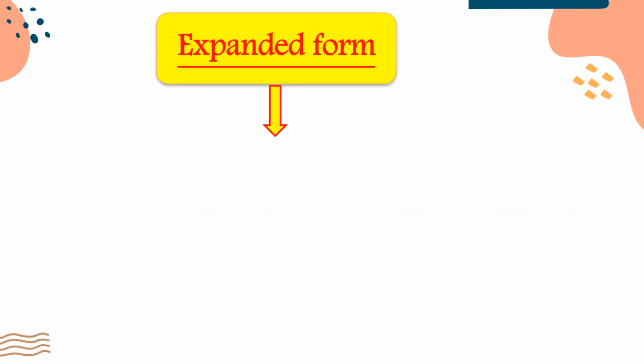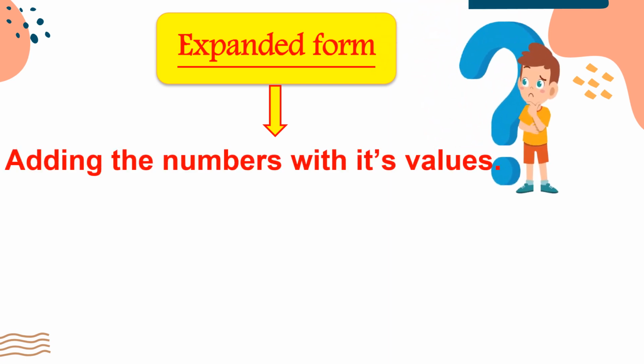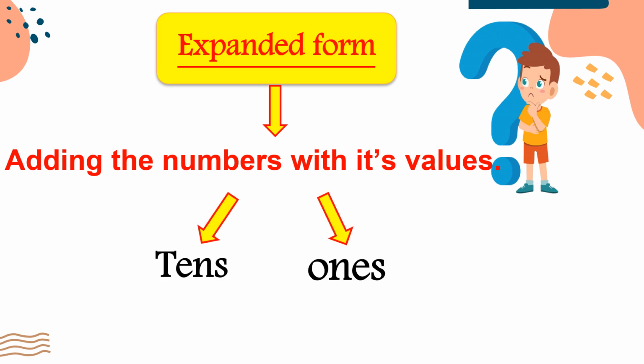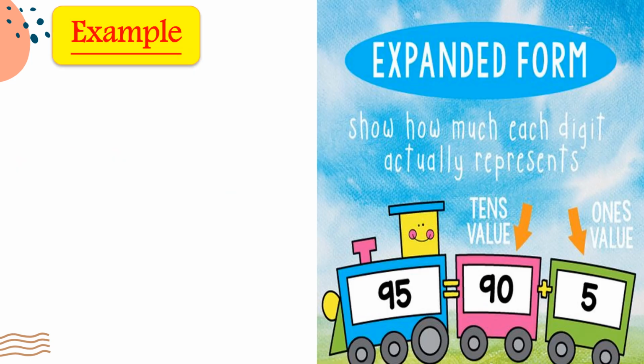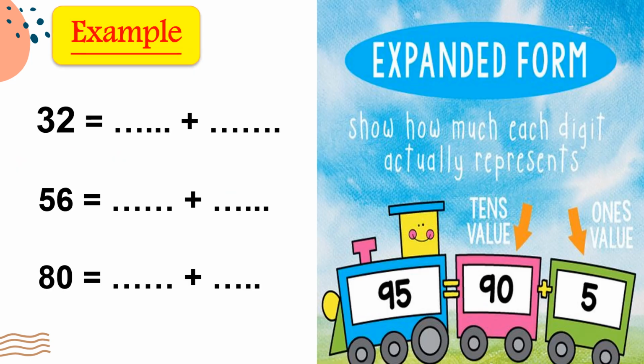Expanded form. What is meant by expanded form? That adding the numbers with its values. So Mr. Tens, I will put only one zero, and Mr. Ones don't take any zero. For example, if I have 32, first I will put the houses ones and tens. 2 is ones, I will put 2. 3 is tens, I will put 3 with 1 0, so the answer will be 30.